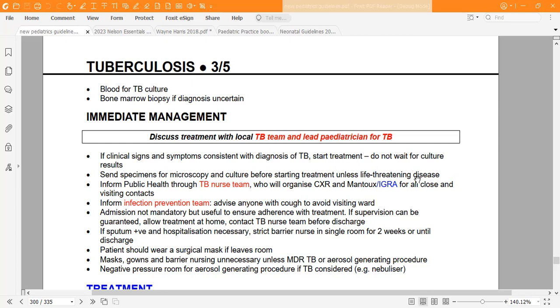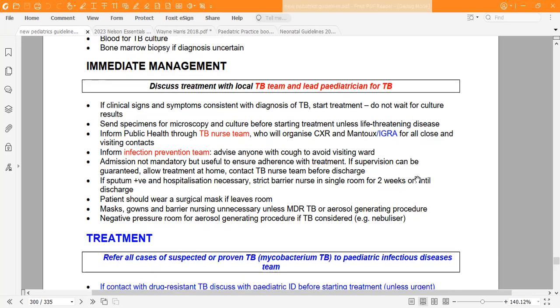Okay, immediate management. What should we do in here? Discuss treatment with the local TB team. Before I think to start any treatment, I have to discuss the treatment with the local TB team and lead pediatrician for TB. If clinical signs and symptoms are consistent with diagnosis of TB, start treatment. Do not wait for culture results. Send specimen for microscopy and culture before starting treatment unless life-threatening disease.